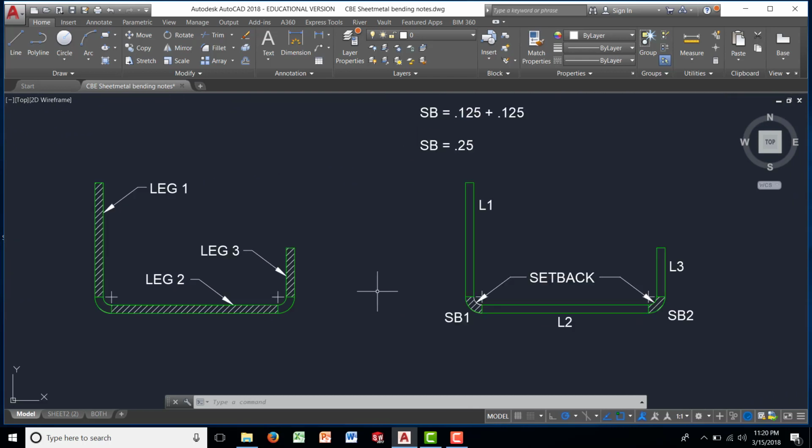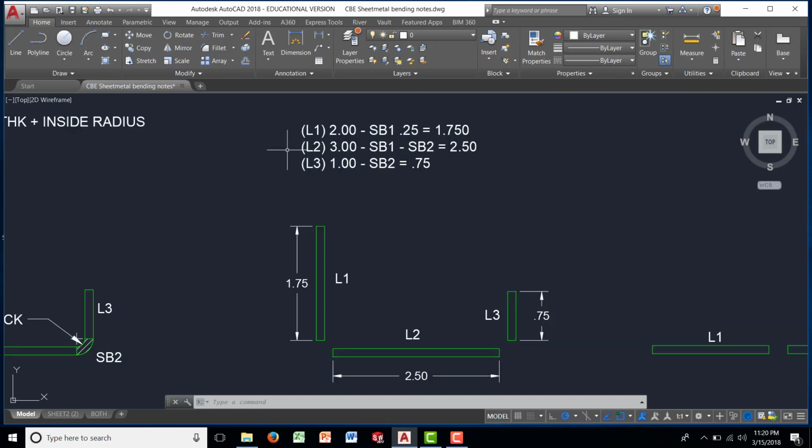Alright, so how do we do that? We start with leg 1. Leg 1 has a dimension of 2 inches minus 1 setback, and that leaves us with a 1.75-inch leg. Leg 2 has a dimension of 3 inches, and we have 2 setbacks, and that leaves us with 2.5 inches. Leg 3 has a dimension of 1 inch minus 1 setback, which leaves us with a 0.75 leg. Alright, after we figure this out, we remove the setbacks.